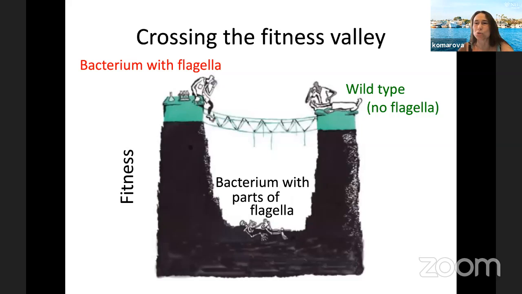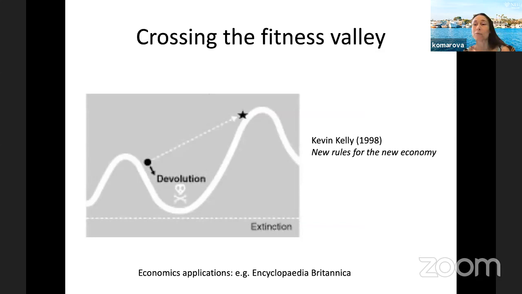So presumably to go from here to there, a bacterium had to acquire some sort of a partial flagellum that didn't really work, so here. So you can see clearly that to go from here to here, before it gets better, it gets necessarily worse. So this is what they call a crossing of the fitness valley. Before it becomes better, it becomes worse. The second example comes from economics. This is a picture that I took from a book that talks about changing rules of economics in the digital age or something like this. And the example is an Encyclopedia Britannica.